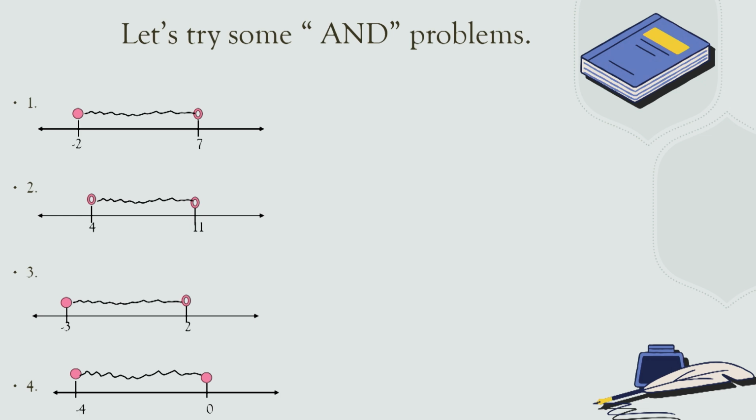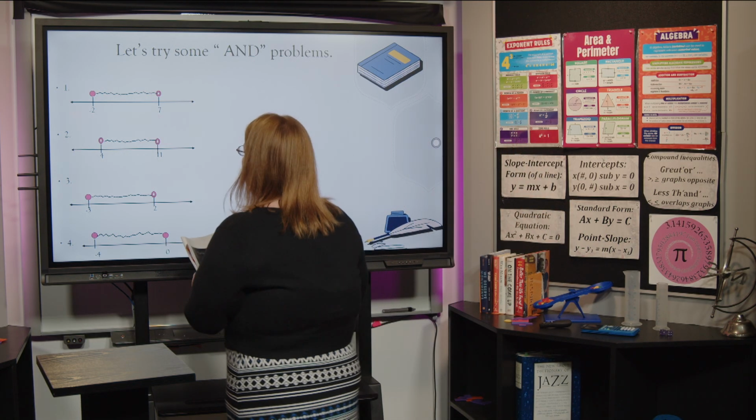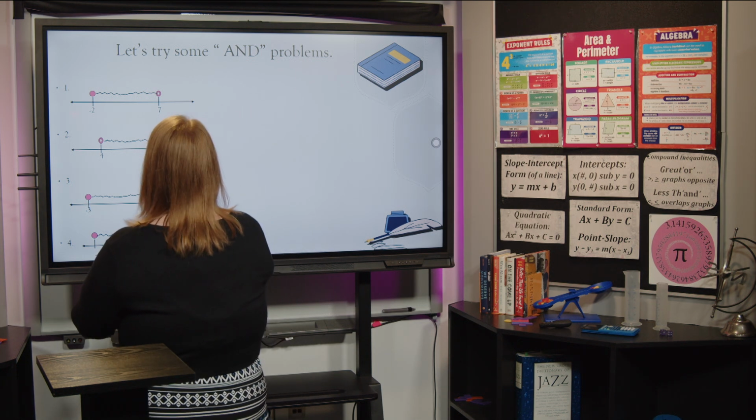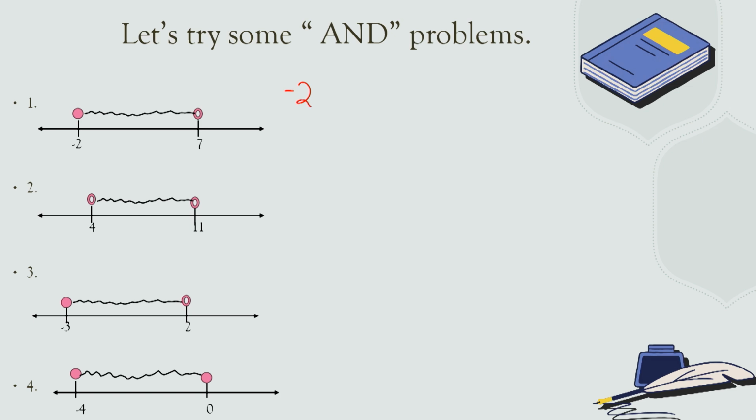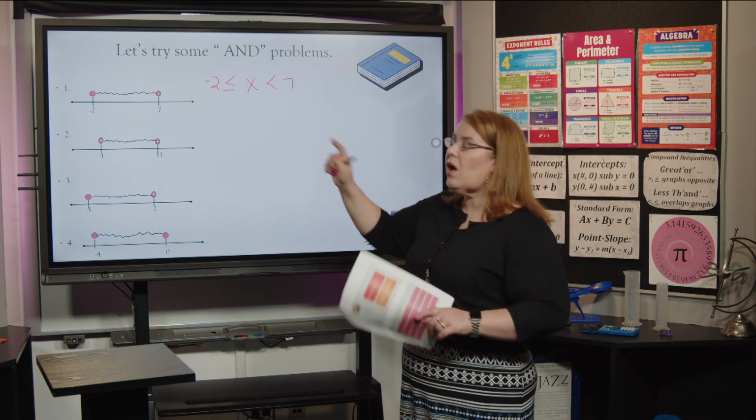Let's try some and problems. That means it's going to be between the numbers. So if I am going to write from this graph, I have -2 and then I have a 7, and my x's are between. So how can I show the comparison? Well, it says that -2 is less than or equal to my unknowns, and my unknowns are less than 7. So that's how we're showing that inequality expression from that graph.